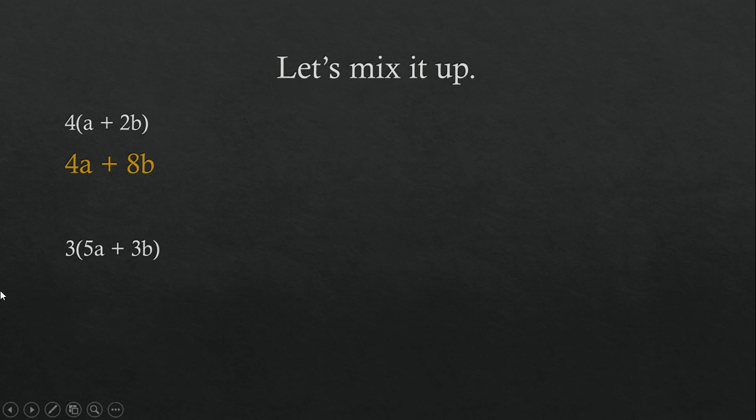Okay, so here is another example that we're going to do really quickly. Now we have a regular old number in both terms. So we can multiply the 3 times the 5 and also the 3 times the 3. And the letters just go along for the ride. So 15a plus 9b.